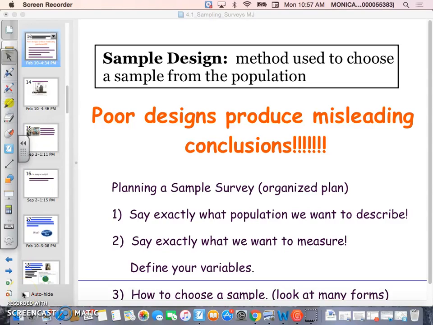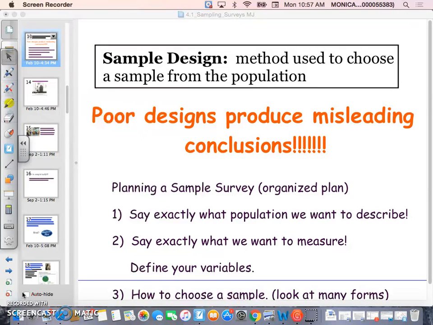Okay, so last class we talked about how a census is very difficult. It's very difficult to ask every single person their opinion. And so what we generally do is define a population, and then from that population we take a sample. And that's who we ask their opinion of. And so today what we're going to talk about is how to design a sample.